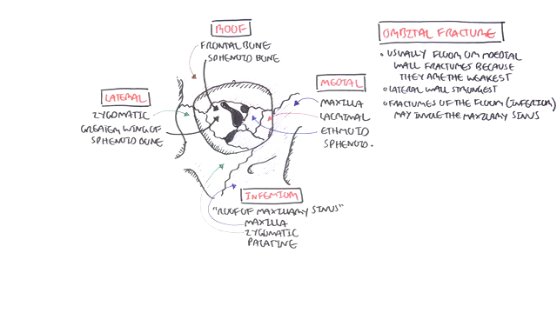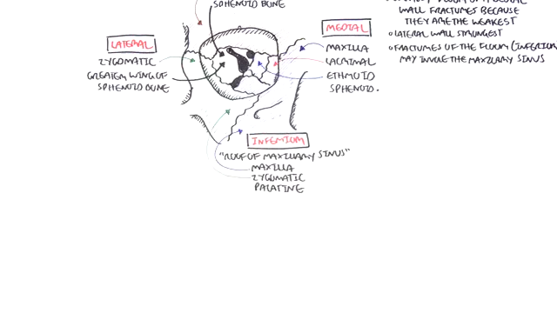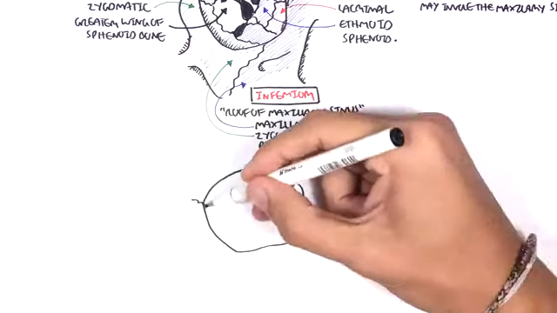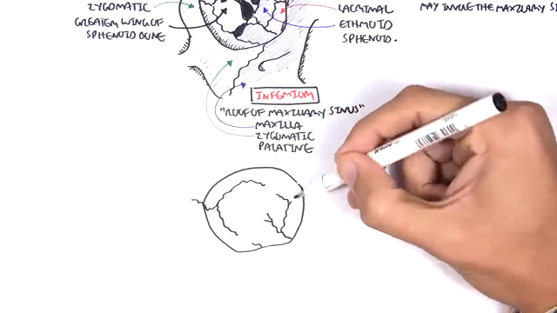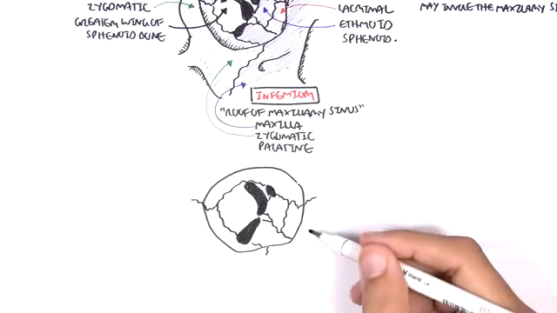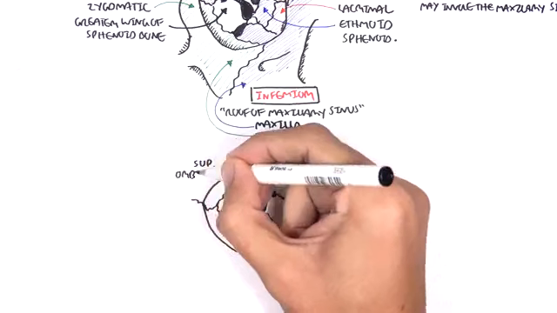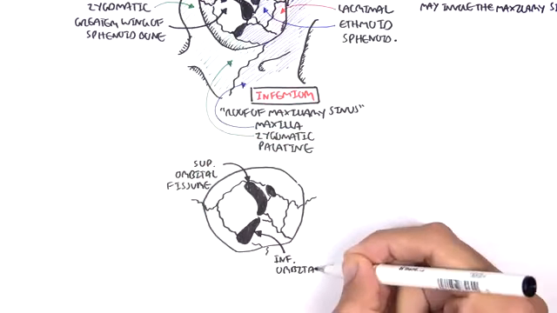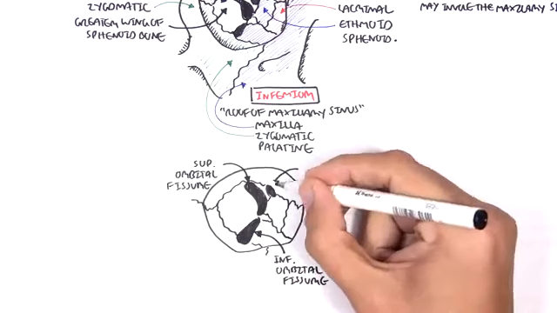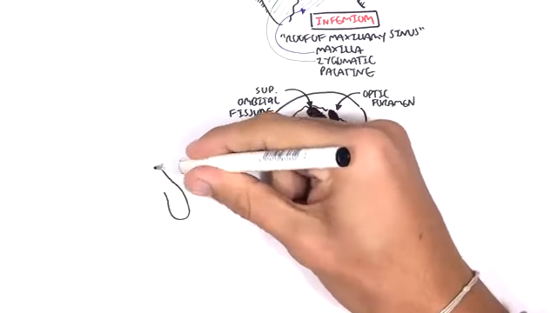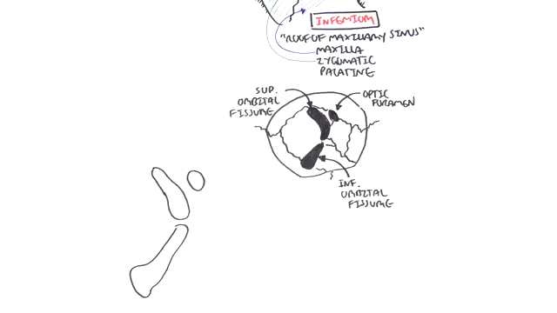Okay, now let's zoom into the stuff inside the orbit here. And there are some important holes. Now, we learned about the bones around the area. Well, there are three important holes here: the superior orbital fissure, the inferior orbital fissure, and the optic foramen. Let us learn more about these three holes and what structures pass through them. So here again are the three holes.